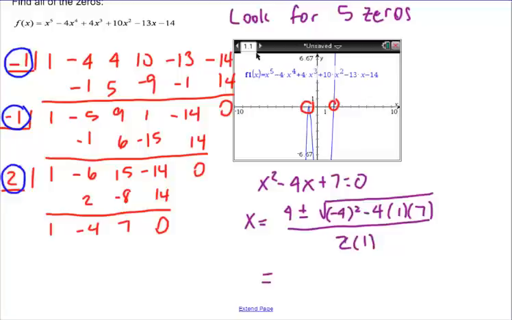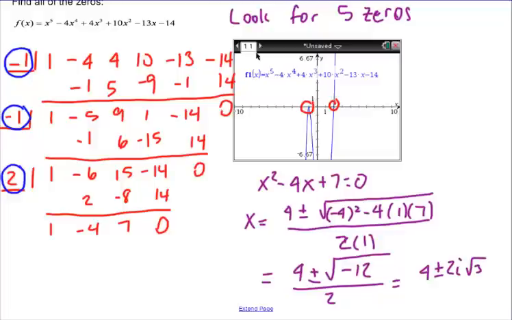And so what we're going to end up here with is 4 plus or minus the square root of 16 minus 28. 16 minus 28 is -12, over 2, which is 4 plus or minus 2i square roots of 3 over 2. Again, if you've got that negative underneath the radical, that becomes an imaginary number. And if you reduce 12 with a factor tree, you have a pair of 2's that you can take 1 out.